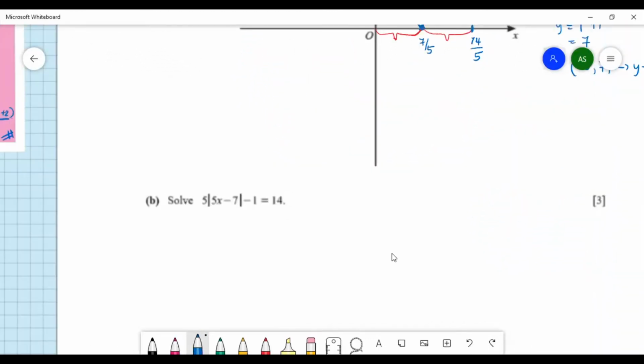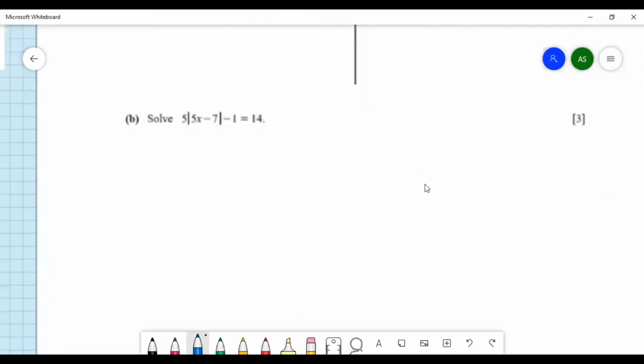Alright, so in part B, we need to find the values of x that would satisfy this equation. So remember that in finding the values of x here, we need to isolate your expression that is contained in the modulus first. So this will give us 15 once we transfer your positive 1. So it will give us the modulus of 5x minus 7 is equal to 3 by dividing both sides by 5.